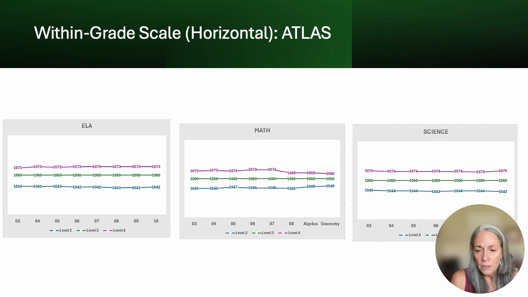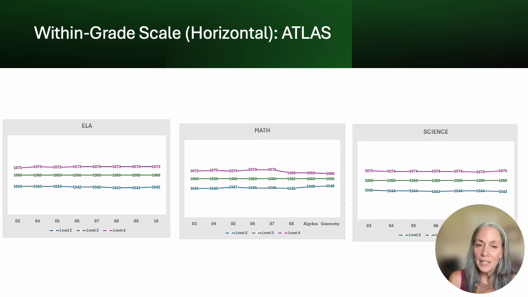You can also see that there are slight up and down differences by a point or 2 at the most in terms of the level 1-2 cut, which is at the blue line, and the level 3-4 cut, which is the purple line. And you can see, for example, that the level 3-4 cut is a little bit lower for 8th algebra and geometry compared to grade 3, whereas the level 1-2 cut is a little bit higher for algebra and geometry.